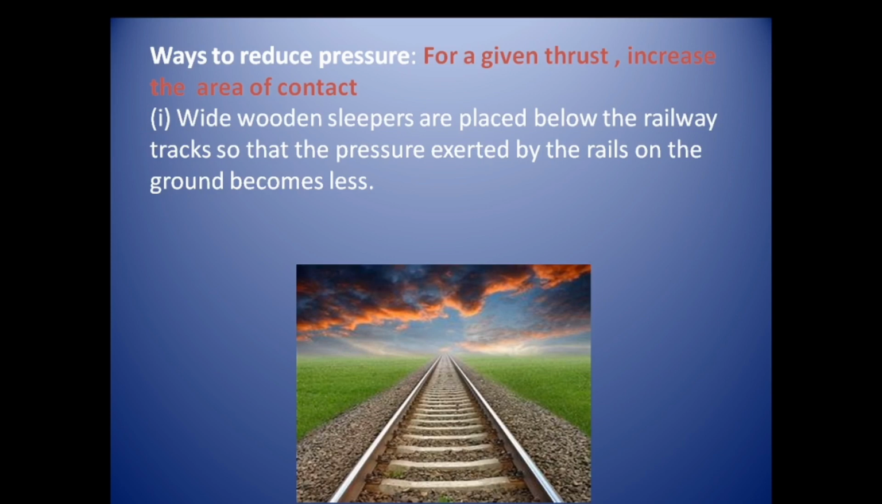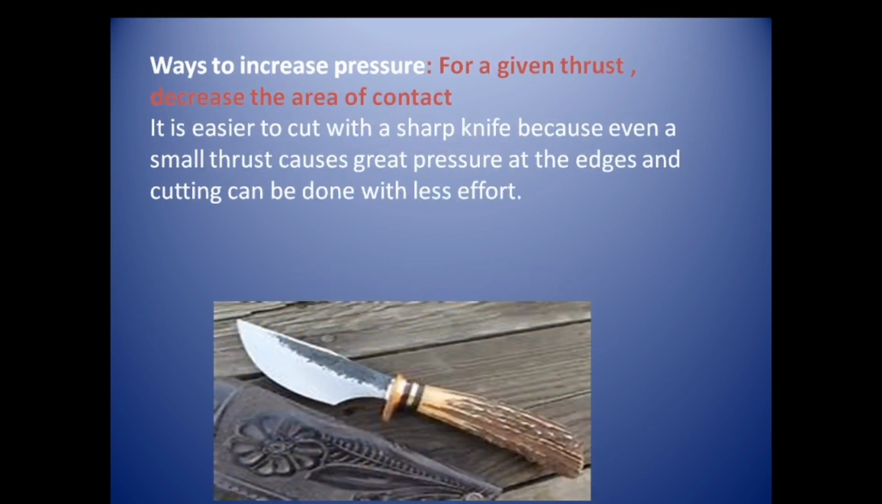Second example is the foundation of high-rise buildings is always made wider because wider foundation increases the area of contact due to which less pressure is exerted by the building on the ground.